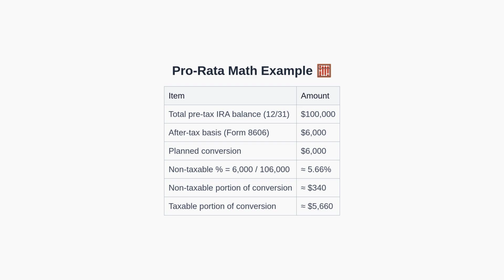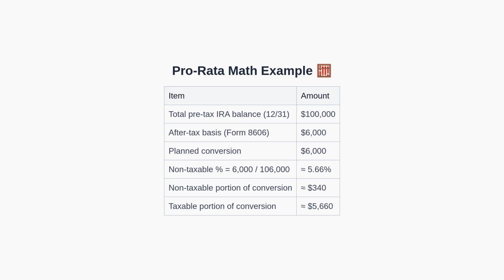In this example, a taxpayer has $100,000 in pre-tax IRA funds and $6,000 of after-tax basis. They plan to convert $6,000. The non-taxable percentage is $6,000 divided by $106,000, or about 5.66%.